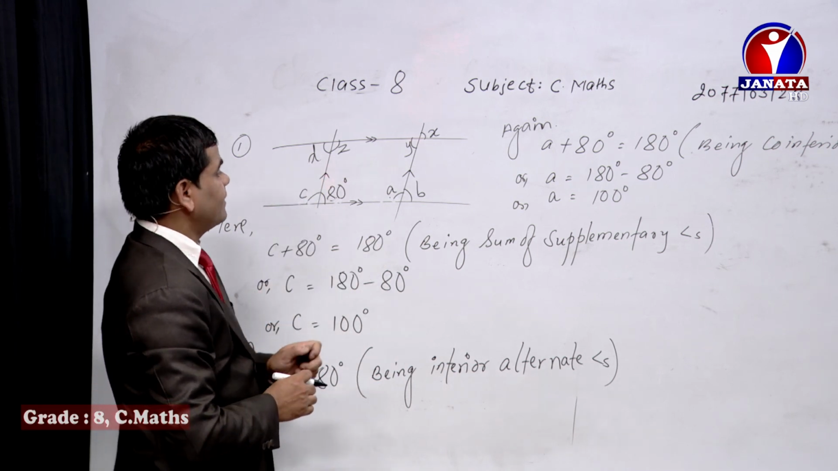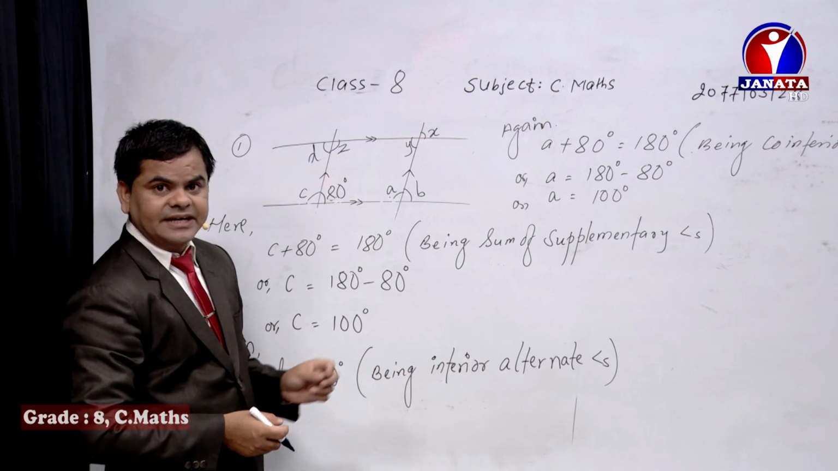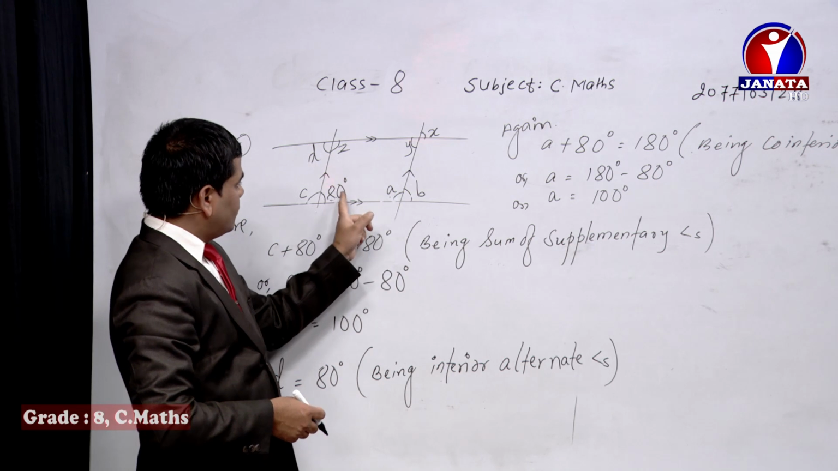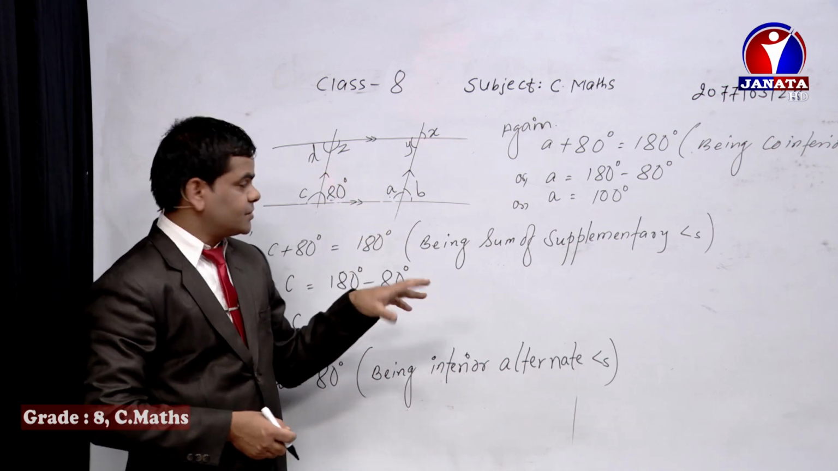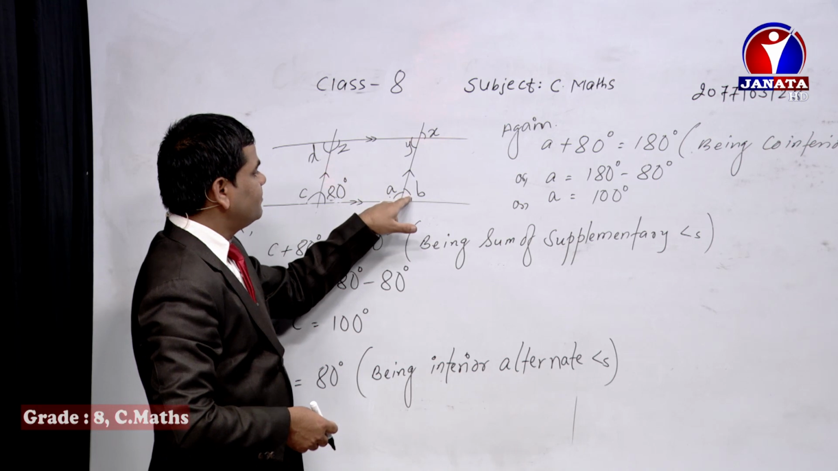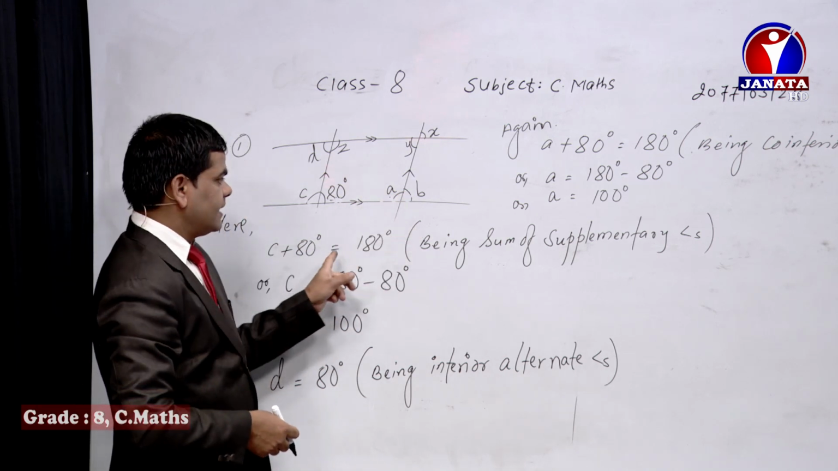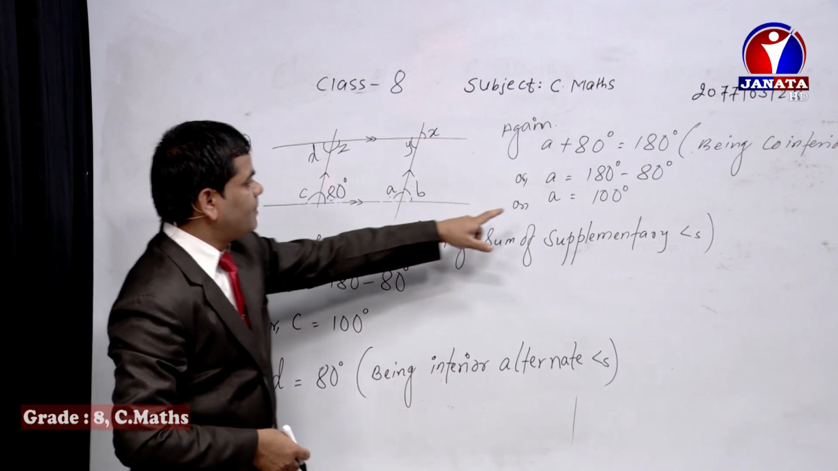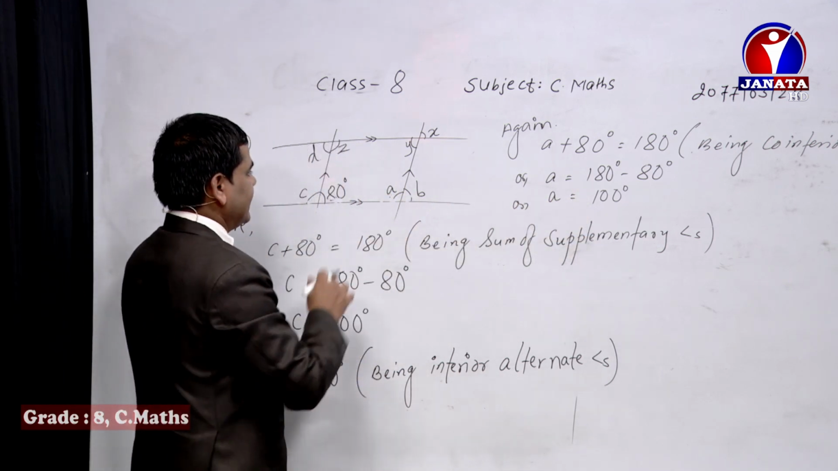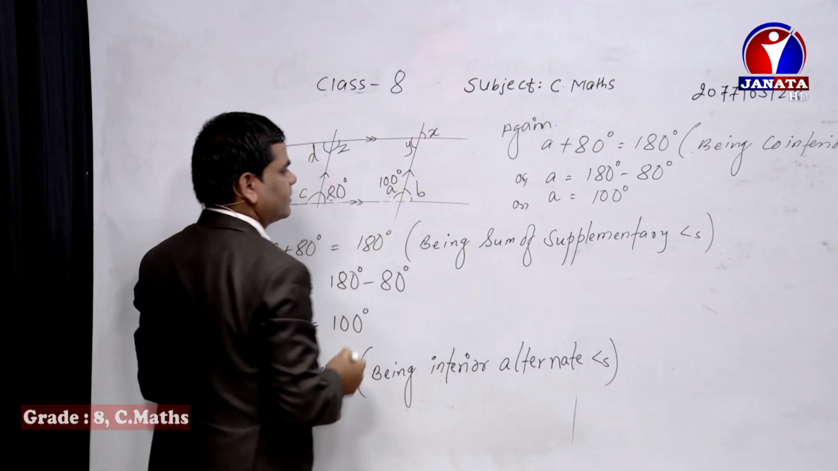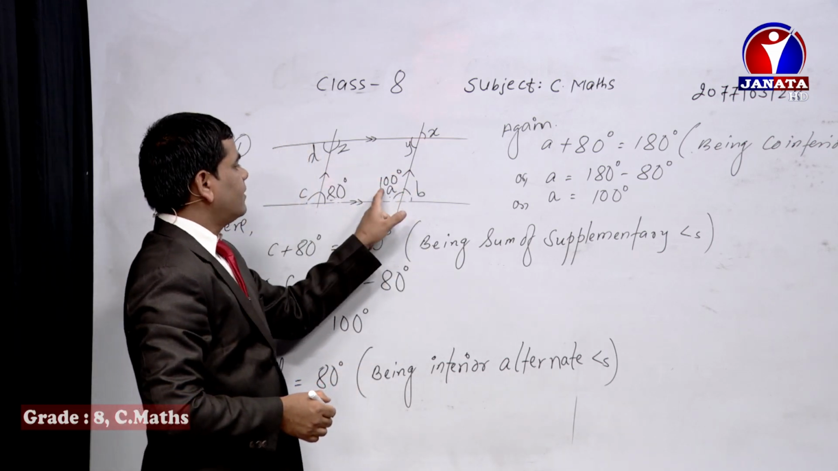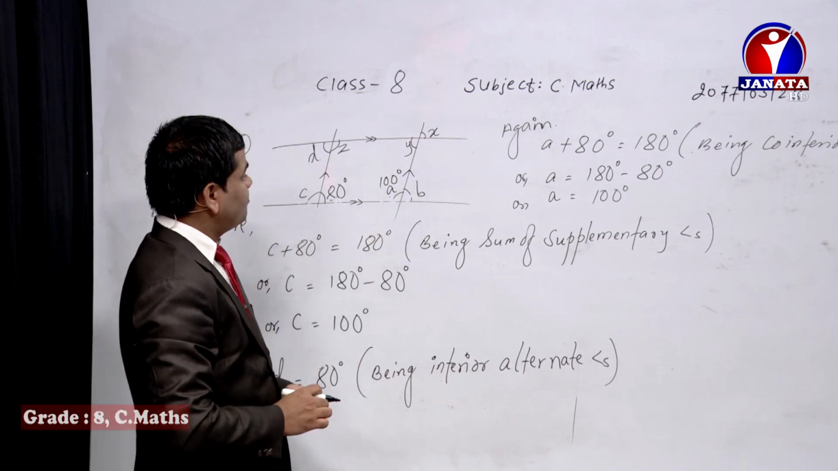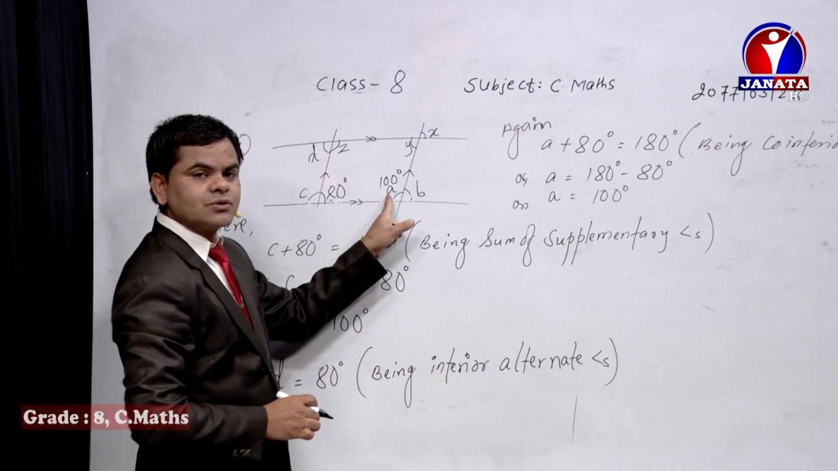Now how will you find out the value of B, dear student? In order to find out the value of B, there are so many ways. One way is A and B are supplementary angles. Look at here, A and B are supplementary. As we have got the value of A as 100 degree, B and 100 degree, their sum must be 180 degree. So B plus A equals 180 degree.